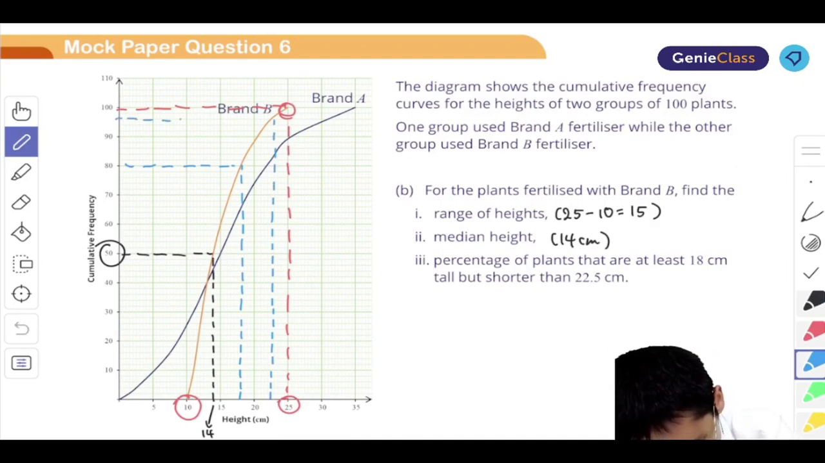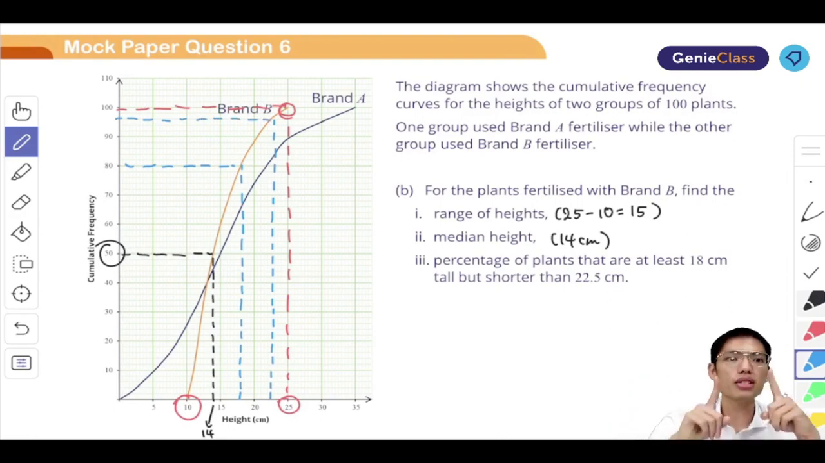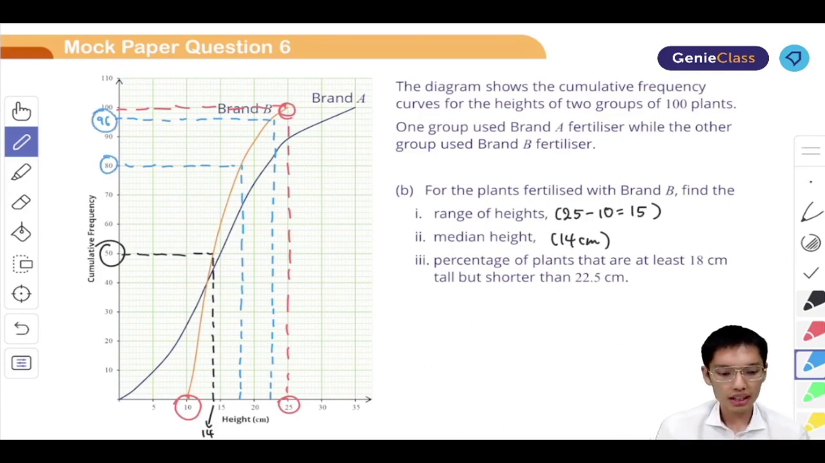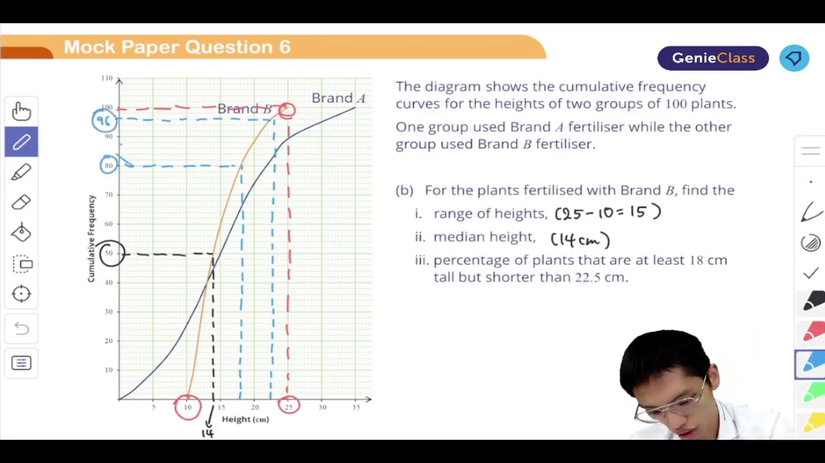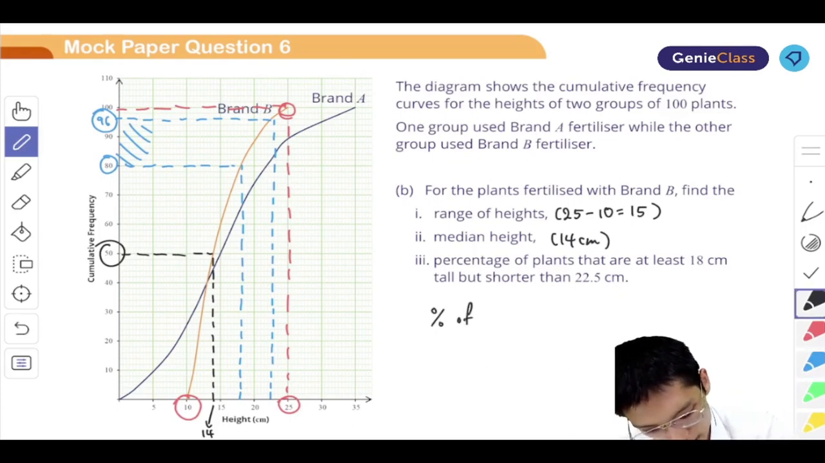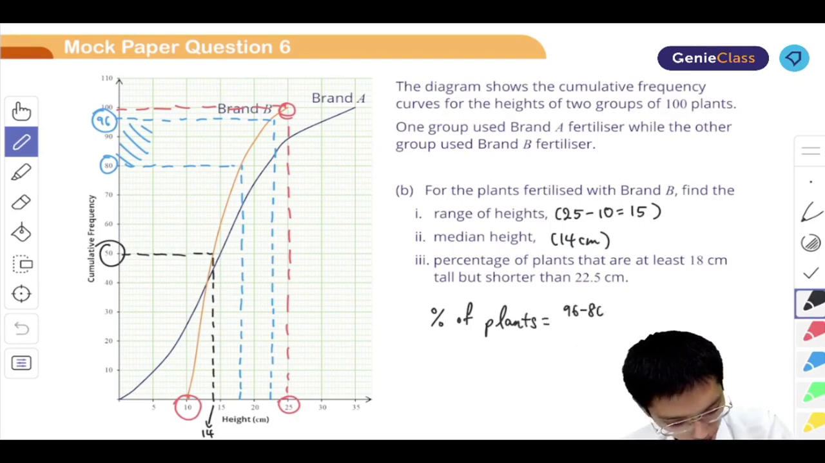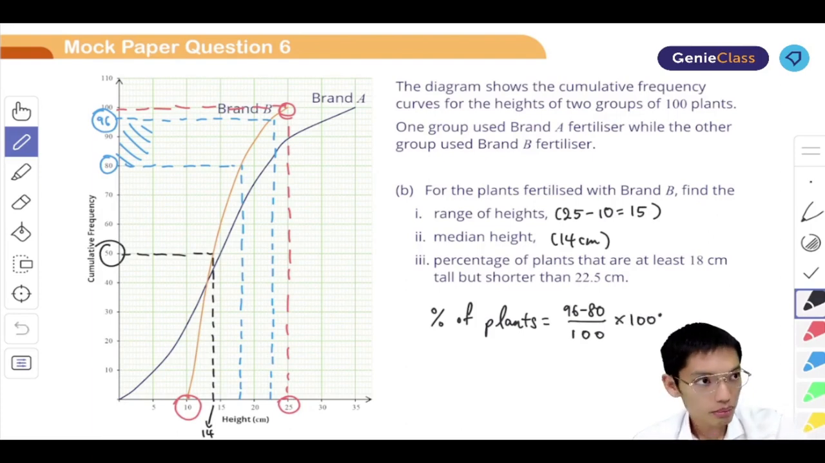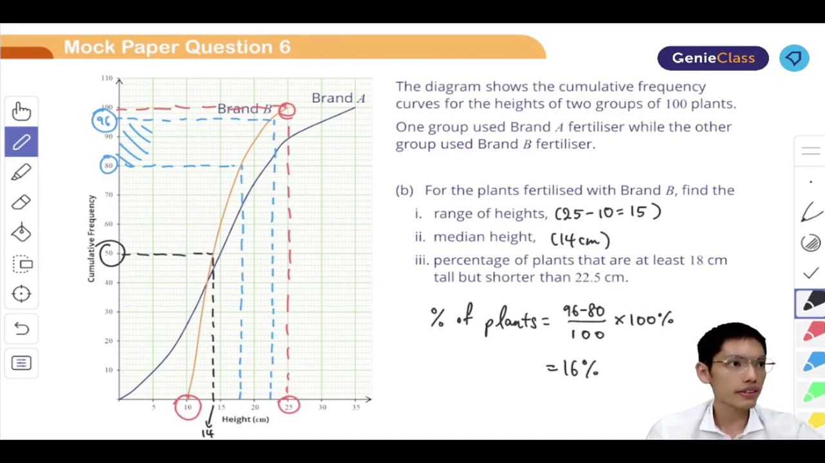So if we were to trace it over here, this value over here actually represents 96. So what do I have to do? 96 and 80. I'm looking at the range over here. So that's why we have to do the percentages of plants. In this case is 96 minus 80 over how many percent? In this case, over 100 plants, because total 100 plants. What is the total? Very good, Elizabeth. So that's where I multiply by 100%, and that's where I get 16%. Okay, so that's how we have tackled such questions.